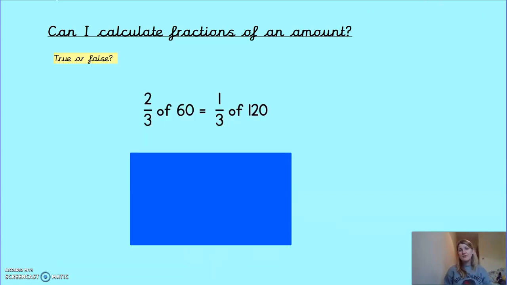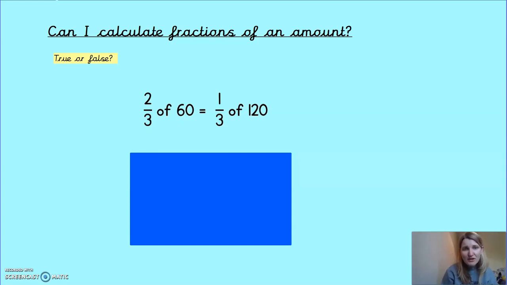Right, true or false: 2/3 of 60 is equal to the same as 1/3 of 120. Again, pause me. How would you go about this one? Can you use your knowledge to work it out without actually doing any workings, or is it better to work it out and check? Pause me and we'll have a look in 3, 2, 1.